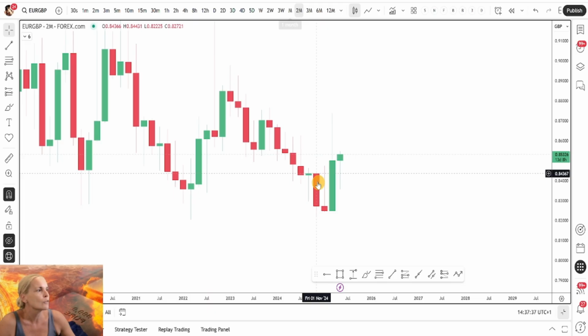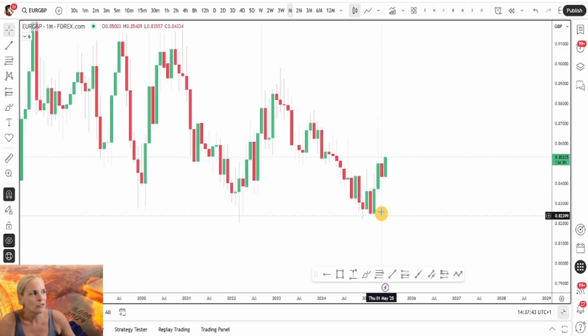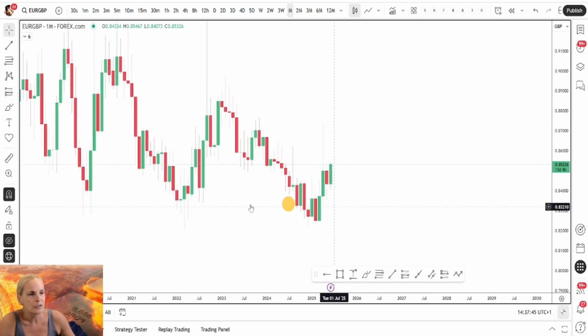Yeah, there was a possibility of 2-month here, but also it ran through that and then it went back down again. And then obviously now it's started to flip monthly demands.